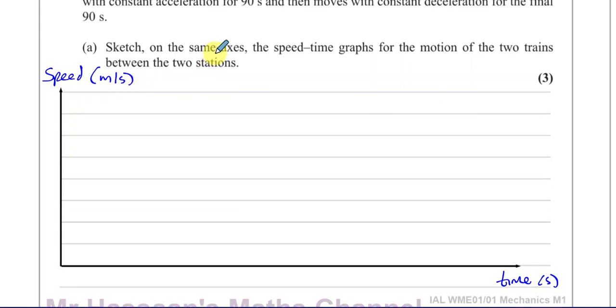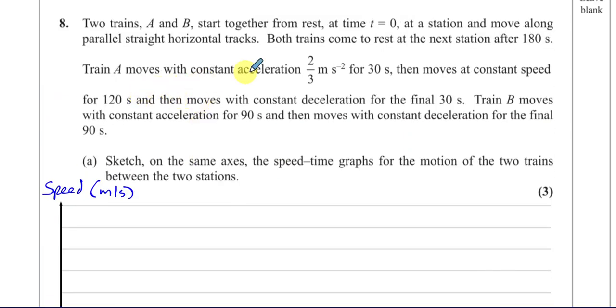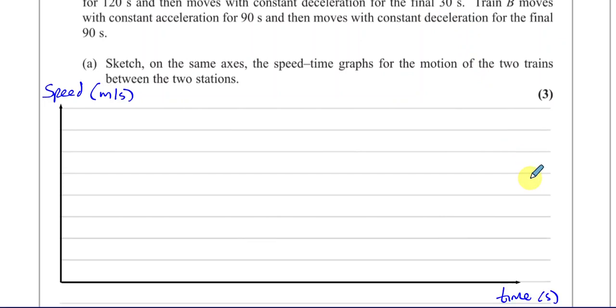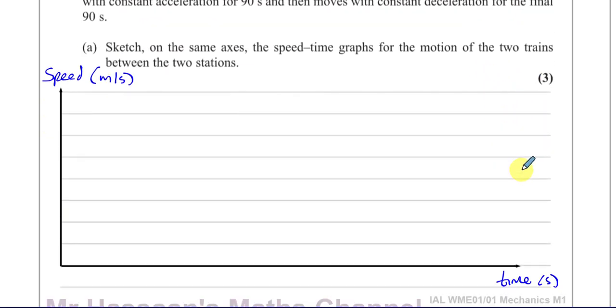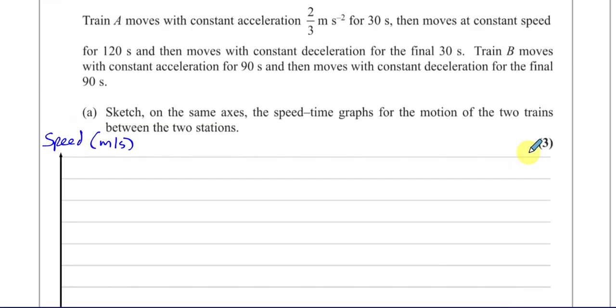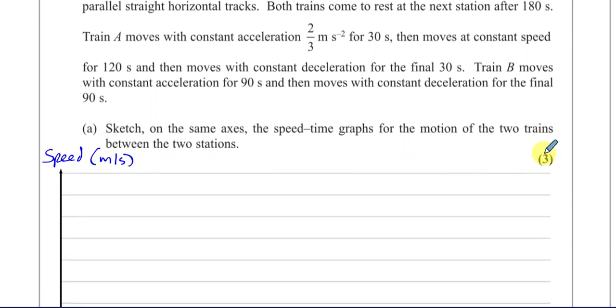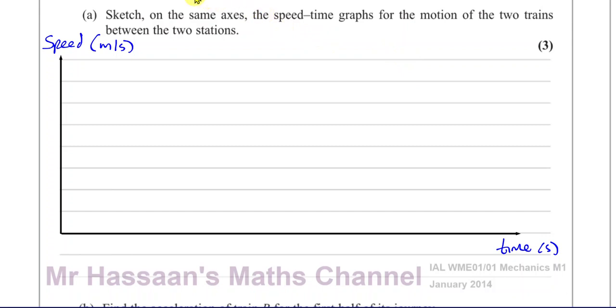Now for train A, it moves with a constant acceleration of 2/3 meters per second squared for 30 seconds. Let's think about that. Let me make a bit of space here and draw this a bit smaller so I can show some steps on the side of it.